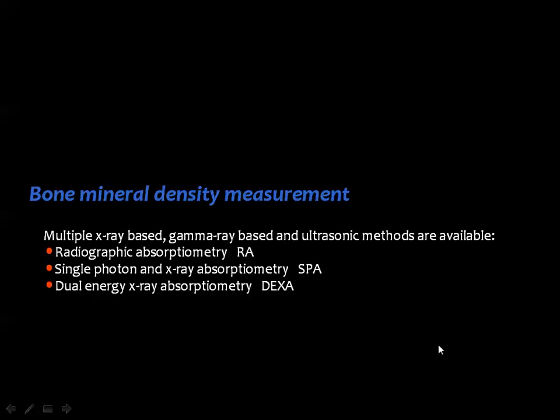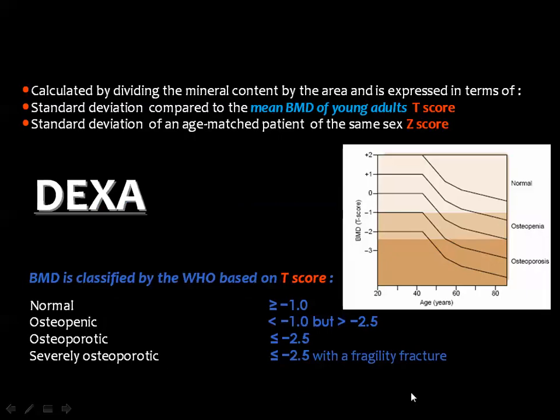Then these are the ways of bone mineral density measurements. They include radiographic absorptiometry, the single photon and the X-ray absorptiometry, and this very popular technique, which is the dual energy X-ray absorptiometry, or the DEXA. Then the DEXA can use two ways of measurements. The first one, which is popular, is the T-score, and the second one, which is not popular, is the Z-score.